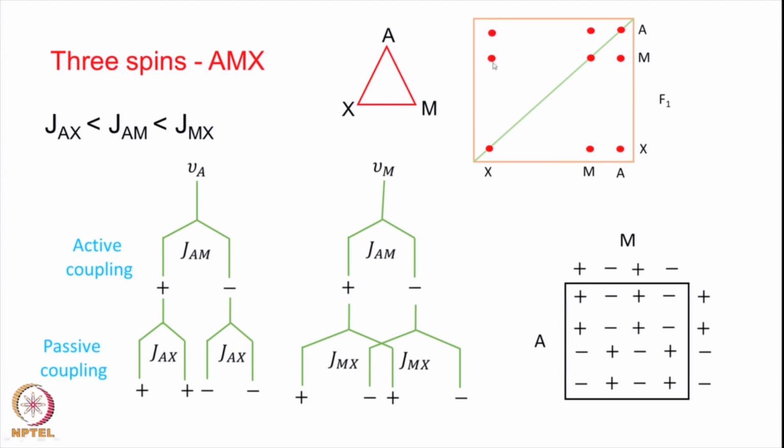Now if I take this cross peak, this is the MX cross peak. So MX will be the active coupling and the AM will be the passive coupling. So similarly in all the cross peaks you will have one active coupling and the other one will be the passive coupling. Passive coupling leads to plus splitting and the active coupling leads to plus minus splitting. Accordingly all of them will have different fine structure.